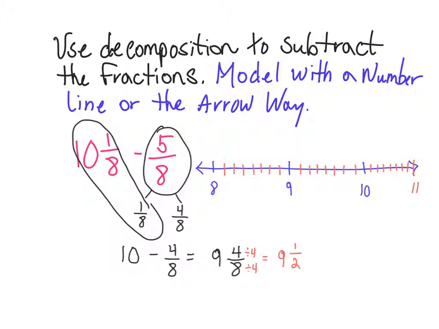Okay, so where is 10? Well, we have 10 right here. And we're taking away 4/8. So we've got 1/8, 2/8, 3/8, 4/8. So we are right here. So that is 9 and 1/8, 2/8, 3/8, 4/8. So right here is 9 and 4/8, which is really equal to, because we have to simplify, 9 1/2. Because this is the halfway point between 9 and 10.